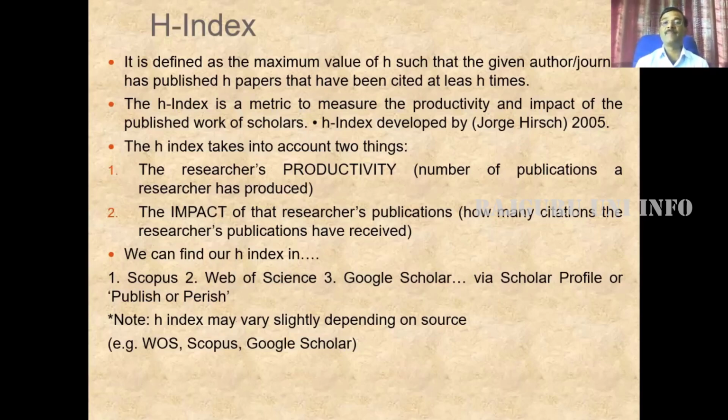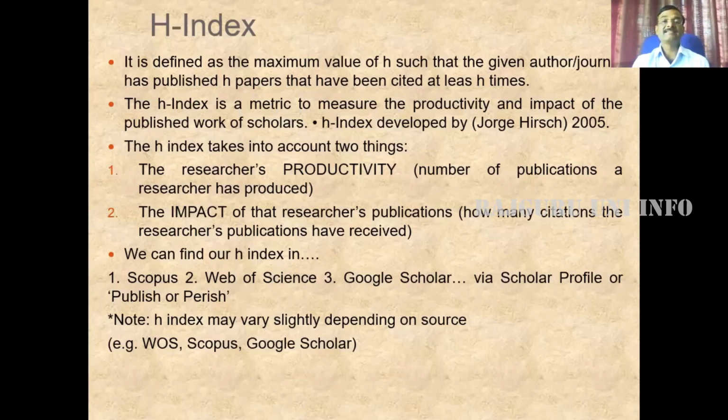It was developed by Jorge Hirsch in 2005. H index takes into account the productivity of researchers and the impact of researchers' publications. And for that, we can find our H index either in Scopus or in Web of Science or in Google Scholar via scholar profile or Publish or Perish. Here, one should note that H index may vary slightly depending on the source. On the basis of what kind of sources we are using, the H index varies, and one should pay attention to this variation and why it is happening.